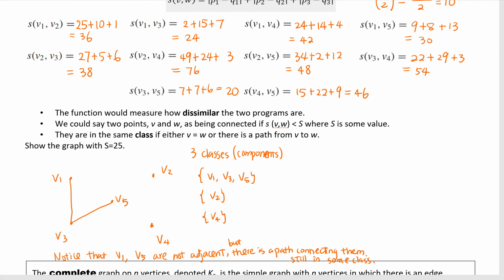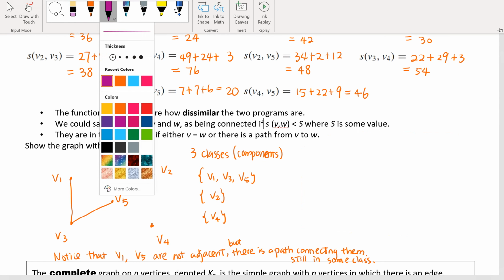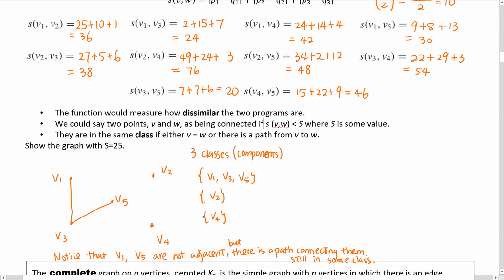Okay, you might want to ask, why do I leave so much space here? Because I want to draw some picture to show you what happens if we pick another number as the dissimilarity threshold. Let me use green. If s is 40, instead of 25, how would our picture change? Okay, so we have V1, V2, V3, V4, and V5.